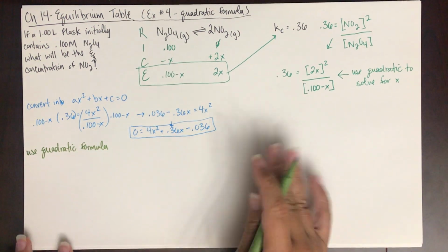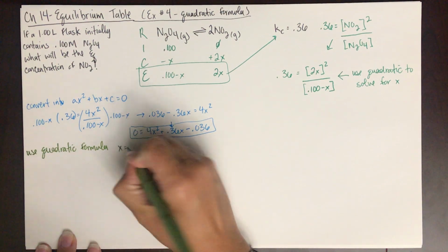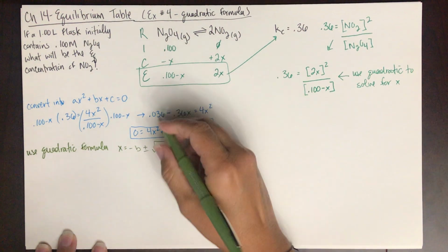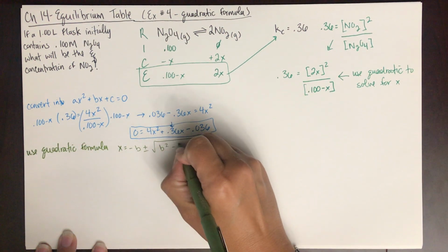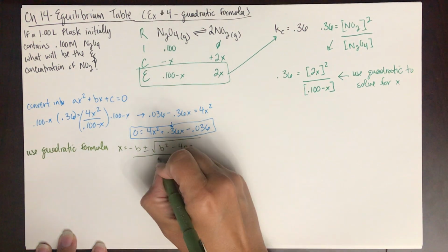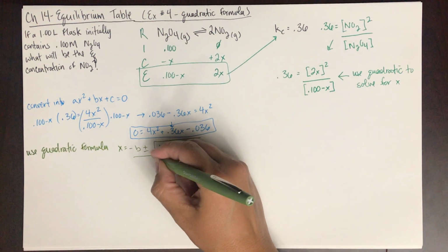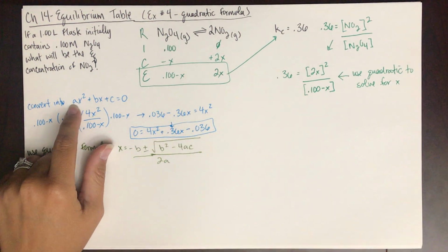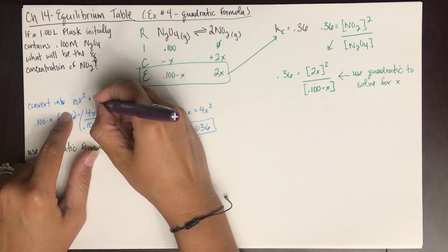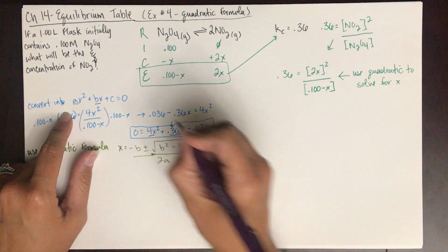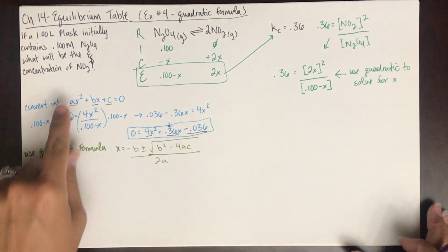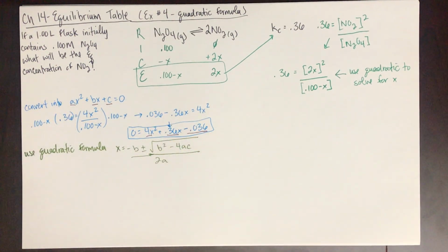Okay, so the quadratic formula says x equals negative b plus or minus the square root of b squared minus 4ac all over 2a. So this is ax squared plus bx plus c. So a in this case would be 4. B in this case would be 0.36. C in this case would be negative 0.036. That just comes from what you get when you put it in this format.